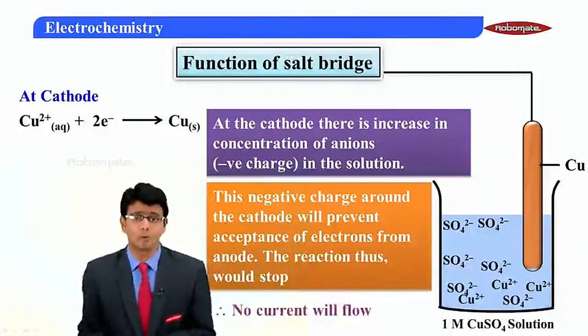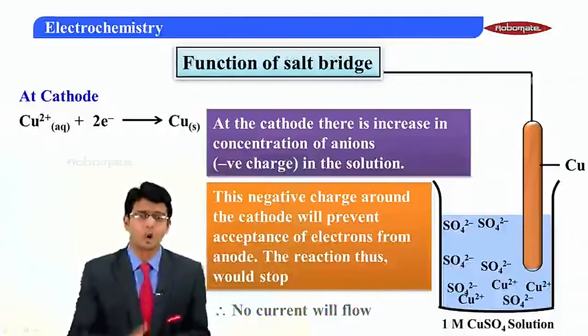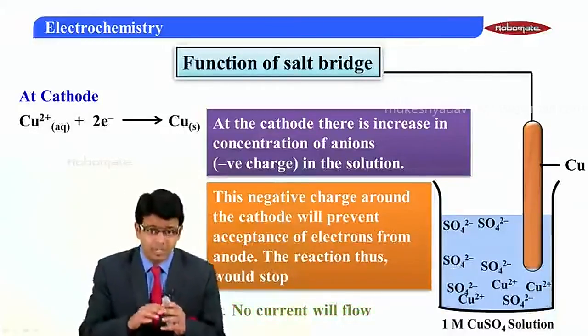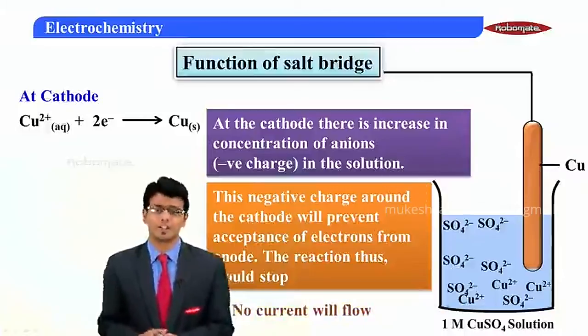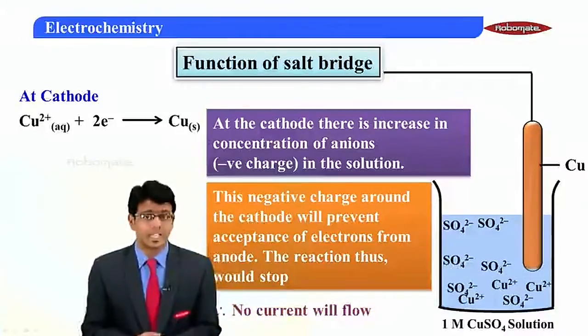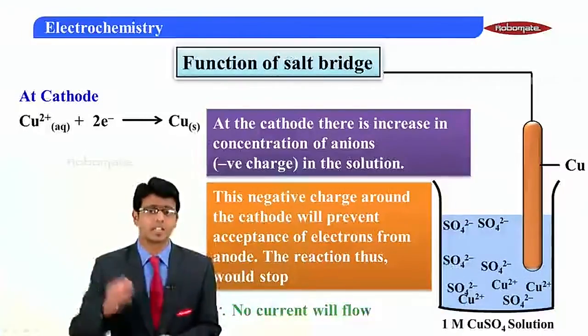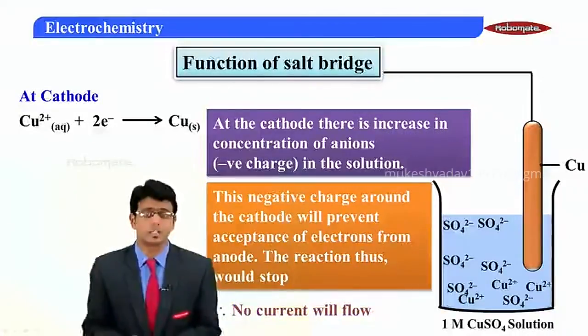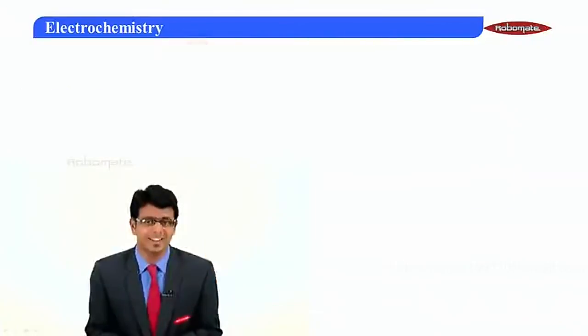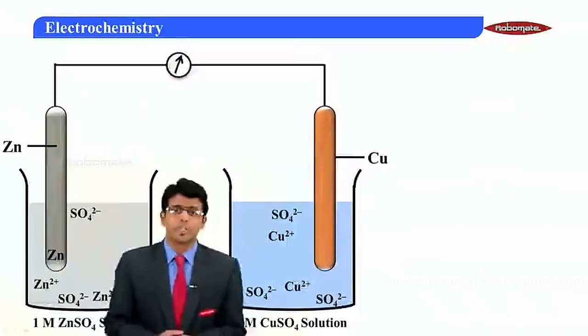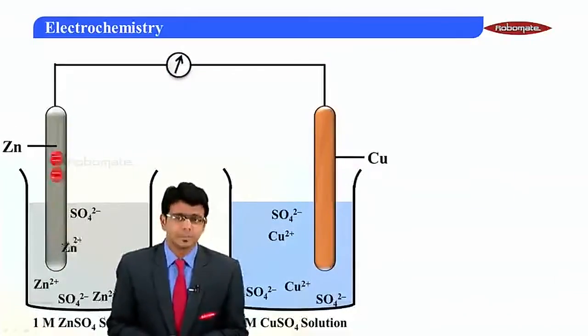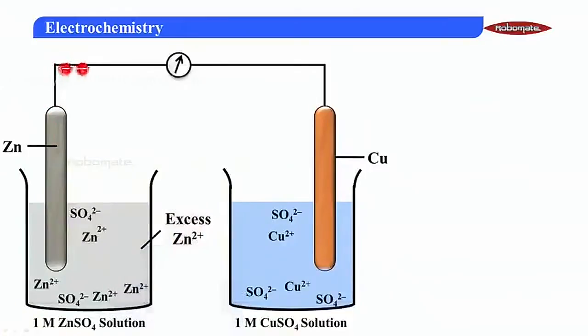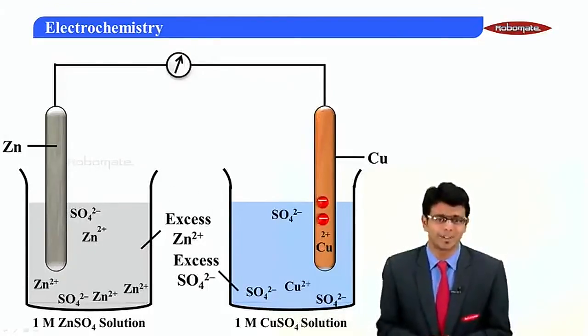Now eventually what would happen? The reaction would stop and no current will flow. Because in the zinc compartment you have Zn2+ ions in excess, and in the copper compartment you have sulfate ions in excess. Therefore, you can clearly see that during the working, zinc ions are in excess in the zinc compartment and sulfate ions are in excess in the copper compartment.